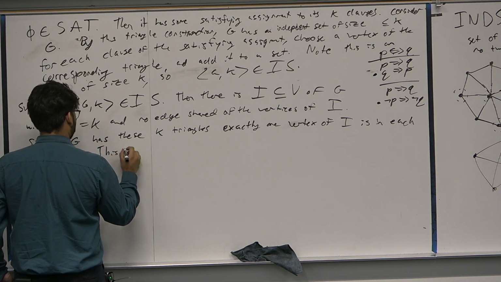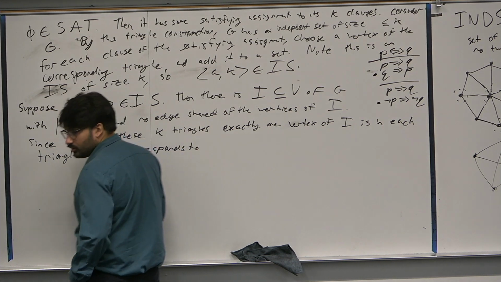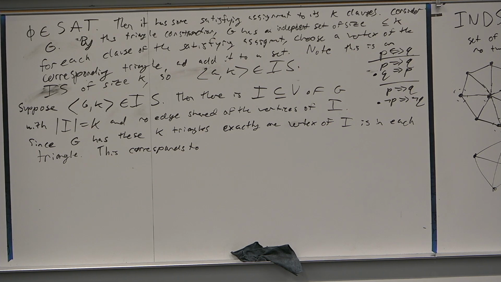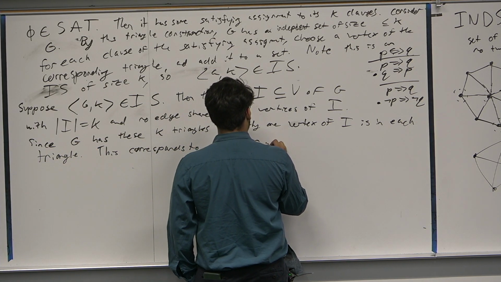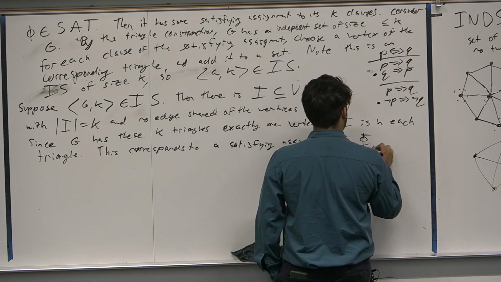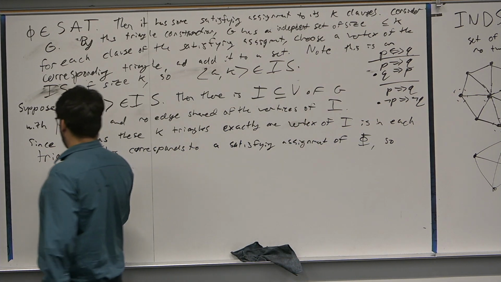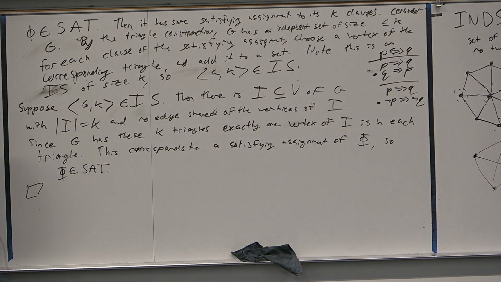This corresponds to a satisfying assignment of phi. So phi is satisfiable. QED. We've proven the if and only if, so we know that there is a reduction from SAT to independent set. We also proved independent set was in NP.